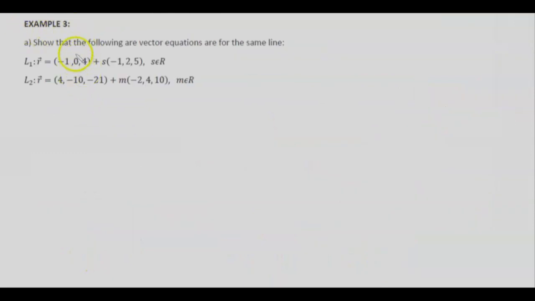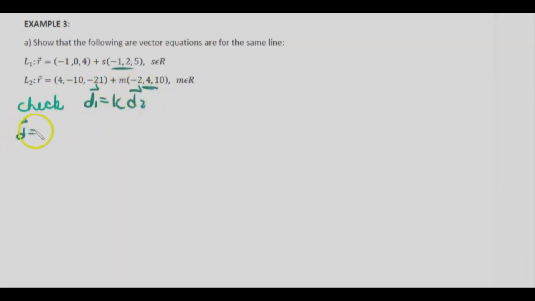Okay, example 3. Show that the following vector equations are for the same line. Okay, so we have two vector equations, with a point on each and then the direction vector of each. First, we want to check: if they're the same line, then the direction vectors are technically going to be the same. So we want to check that direction vector 1 is some scalar multiple of direction vector 2.